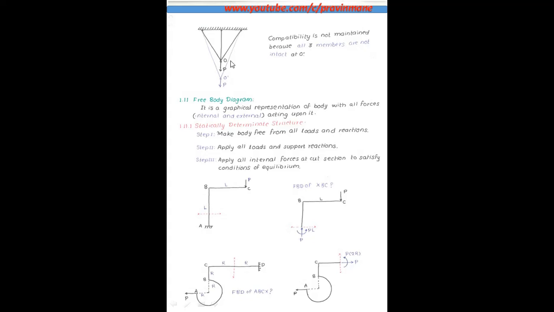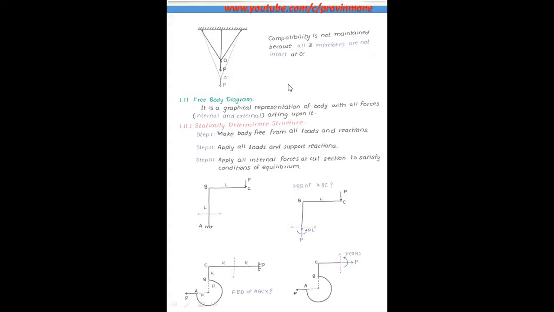Then free body diagram. What is meant by free body diagram? It is the graphical representation of body with all the forces acting on it. So internal, external, whatever forces acting on body, if we show it by line diagram, then it is called the free body diagram. Whenever we do analysis of statically determinate beam or indeterminate beam or any structure, then before starting the analysis, first step is to draw free body diagram.